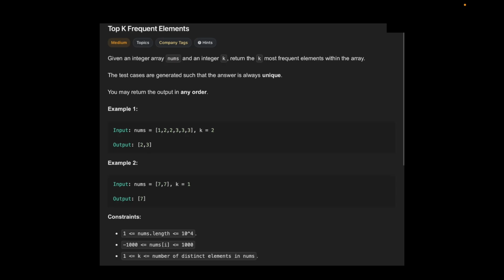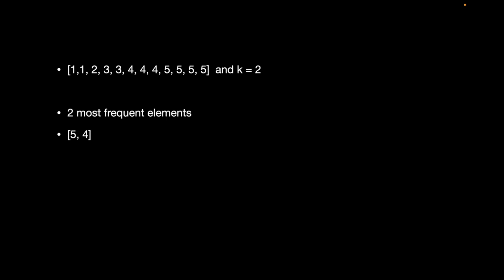So in the first example we have 1 1, 2 2s and 3 3s. So the first most frequent element is 3, then it's 2. Given that the k value is 2, the output will be 2 and 3. We can solve this in a very simple way using a hash map.